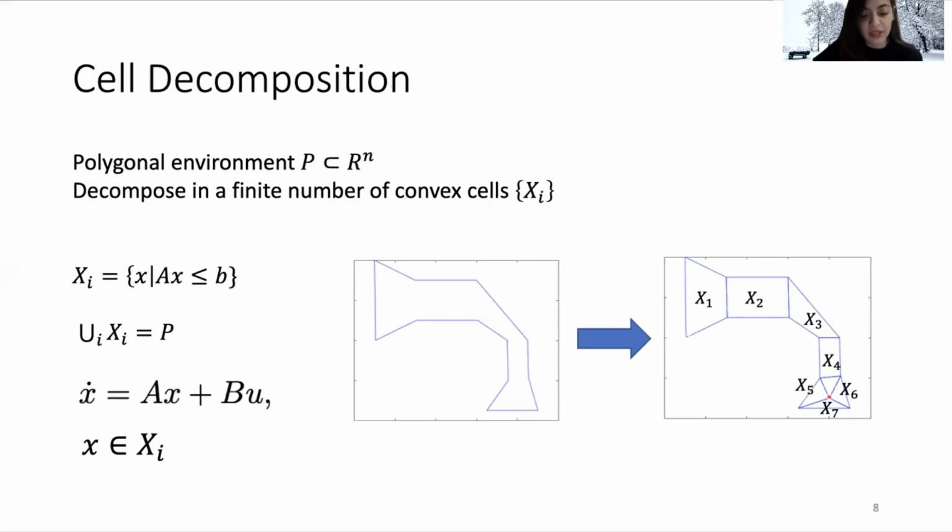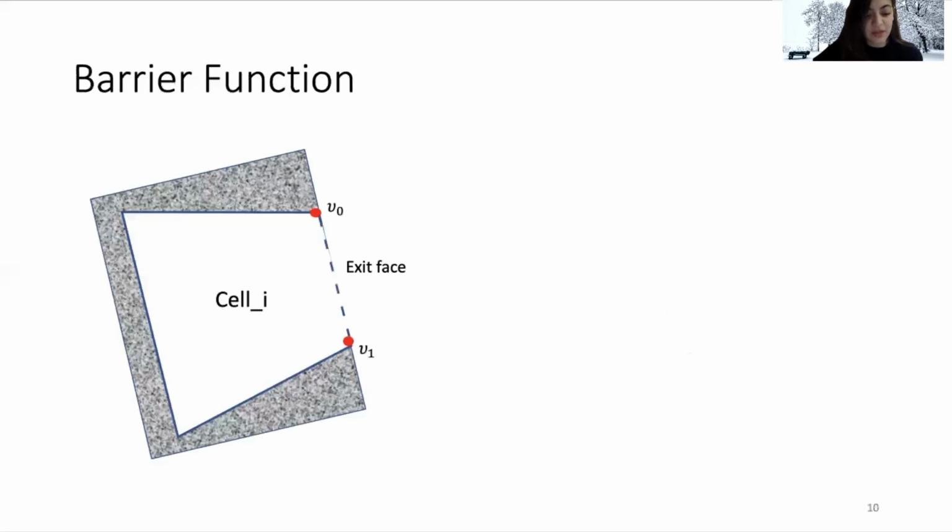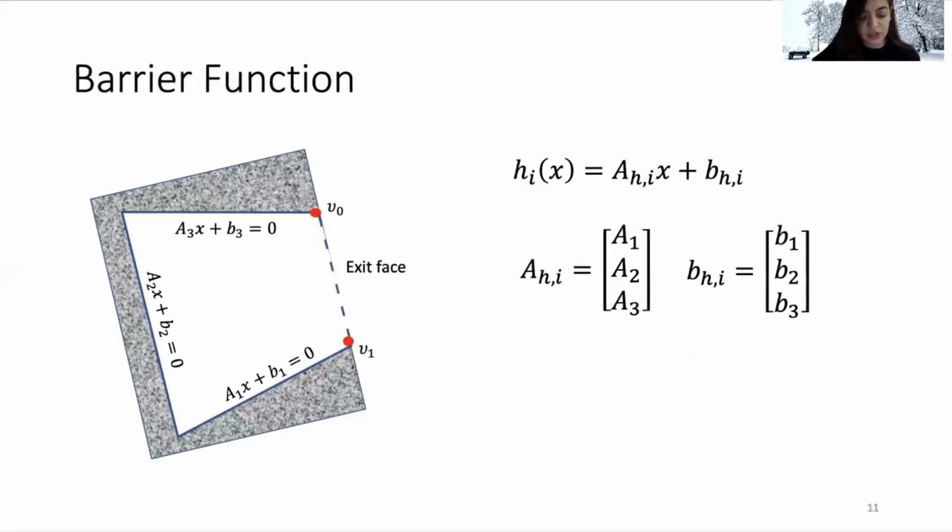Assume we have a polygonal environment. We decompose it into a set of convex cells with a control system for each cell. For every cell, we define a barrier function as a set of linear equations of the walls.